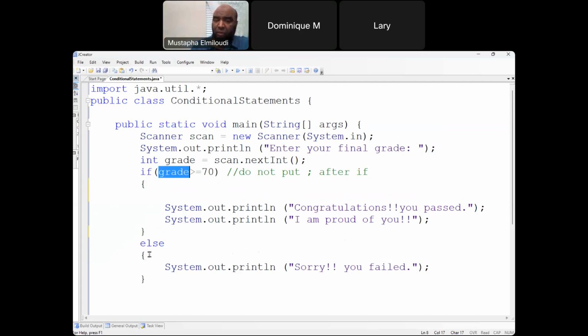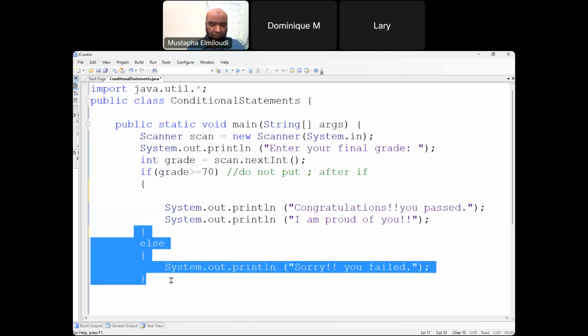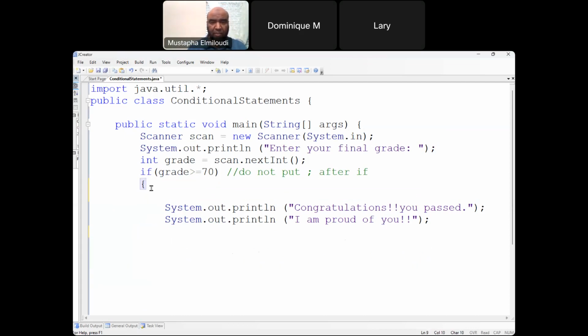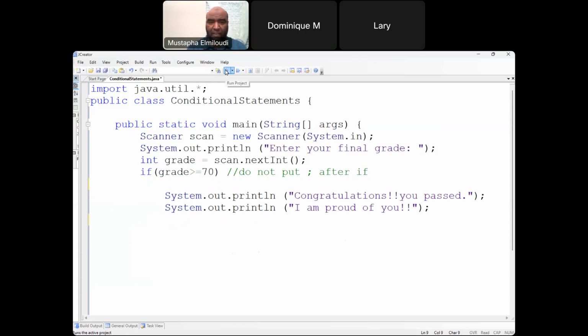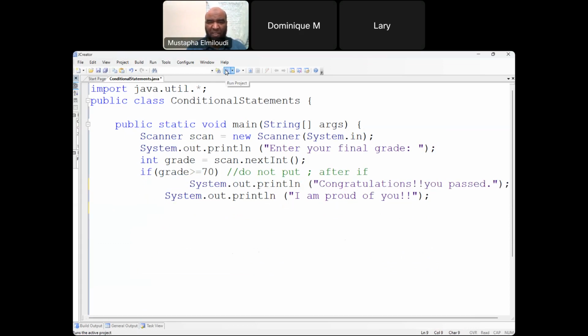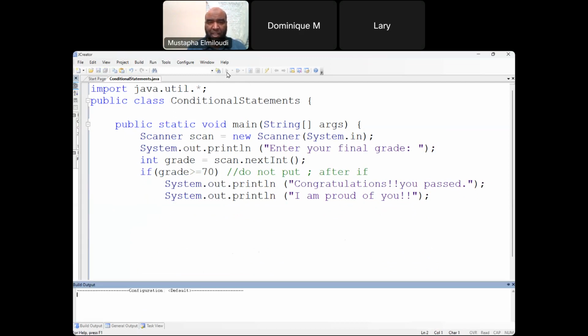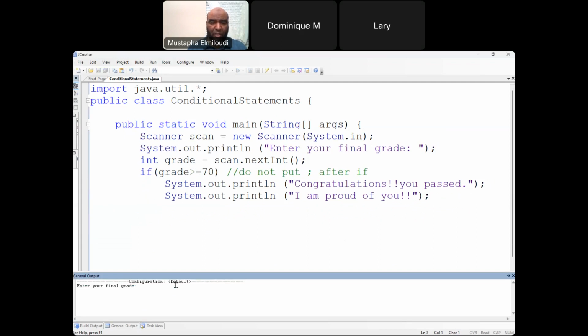And if I don't have the else, let's say, for example, to show you, let's say I don't have else. So I'm going to remove this. Okay. If I don't have else, look right here. If I run the program, pay attention here to show you why this is. I'm going to get them close. Okay. So if I run the program, please, this is so important. Make sure. So enter your final grade. If I put 90, okay, pay attention here. Okay, it looks like it's normal. Congratulations, you passed. I'm proud of you.